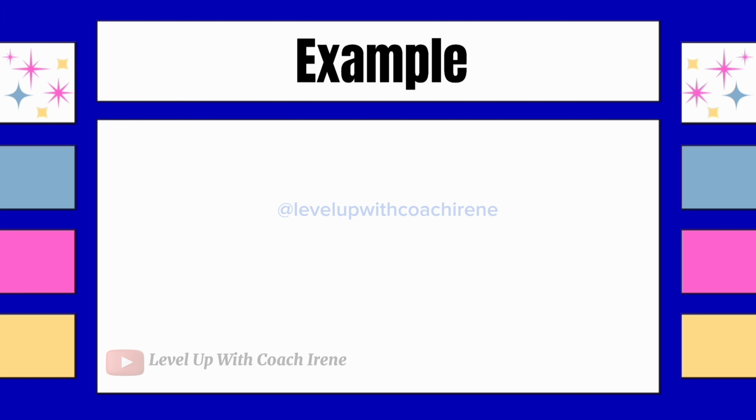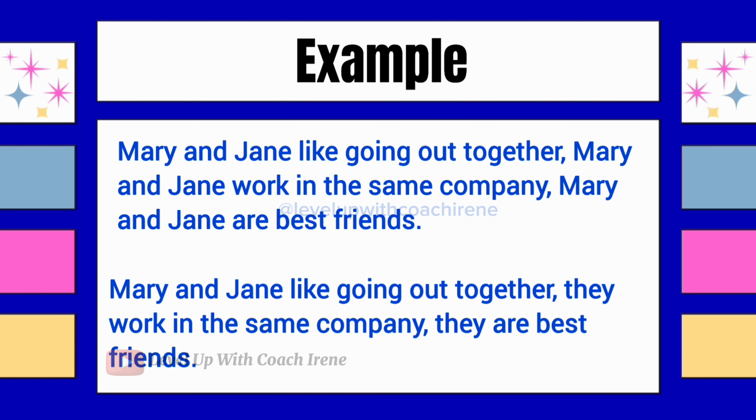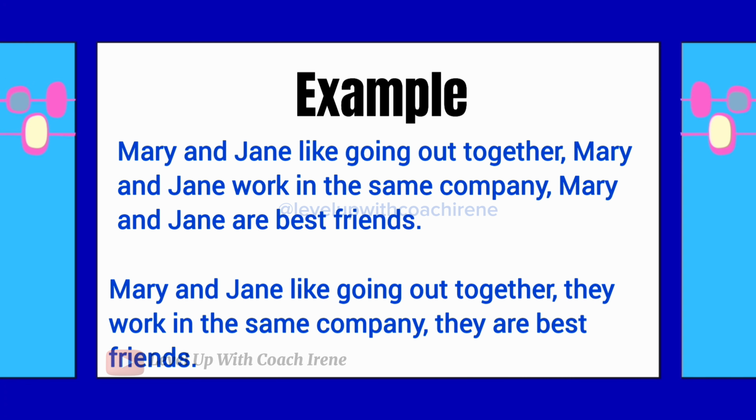Another example would be Mary and Jane like going out together. Mary and Jane work in the same company. Mary and Jane are best friends. Obviously, you can see that the sentence is pretty hackneyed. Let us replace the nouns with pronouns.